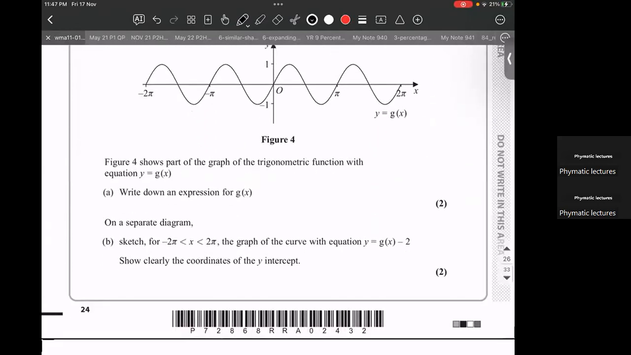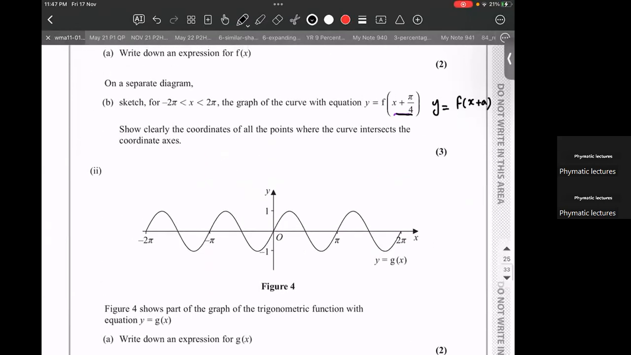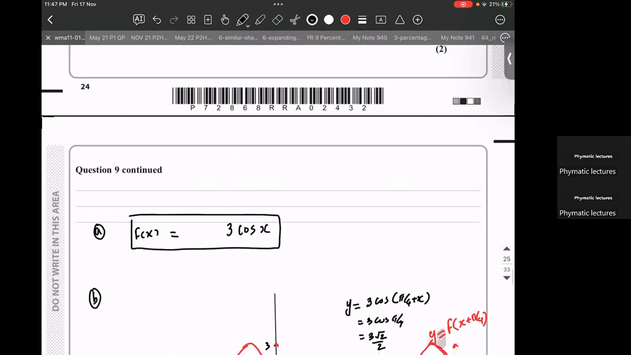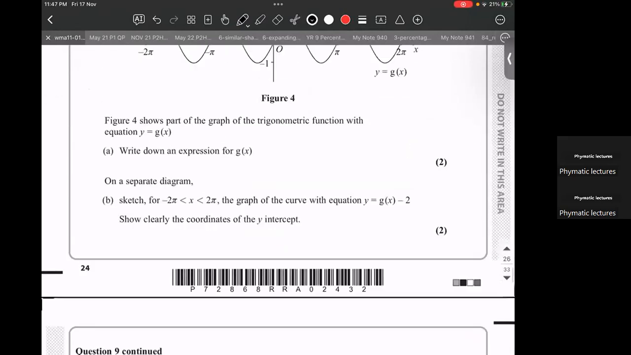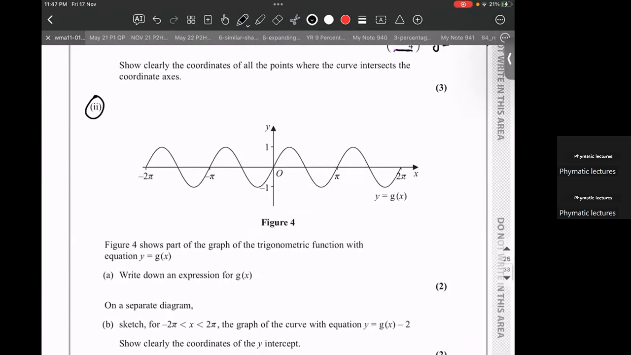Now move to the second part. This was the first part answers. Move to the second question. Figure 4 shows a part of the graph of a trigonometric function with the equation y is equal to g of x. Write down the expression for g of x. You see the speciality of this. This is a sine graph. Why? It starts with 0, not starting from 1. It starts with 0, and you can see the sine nature of this graph.